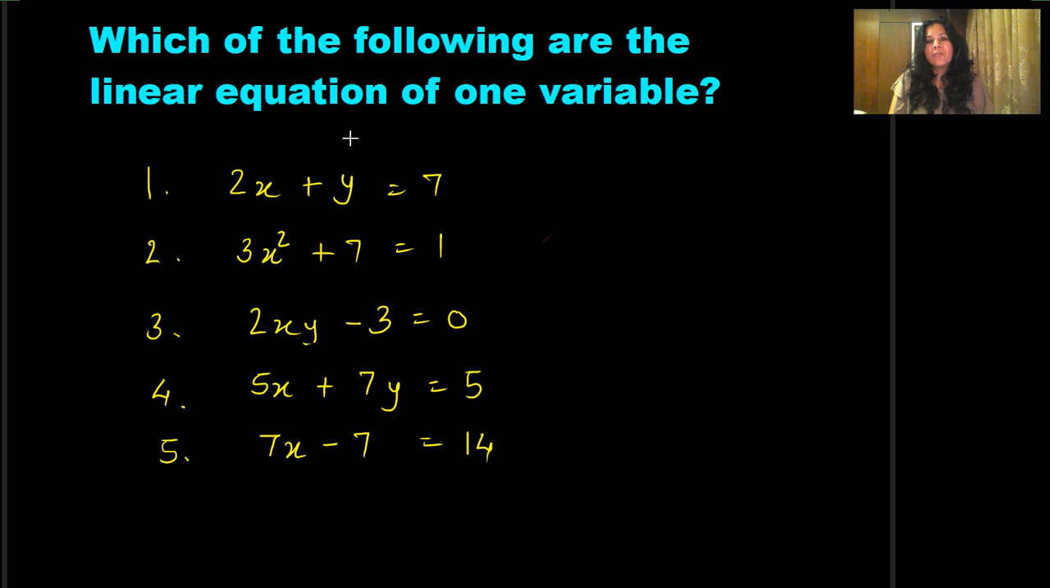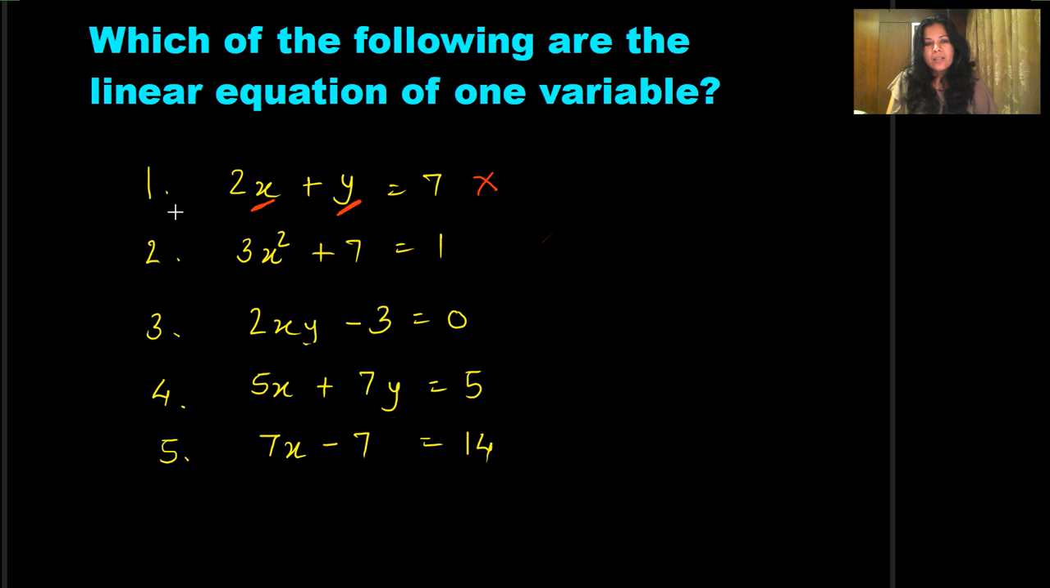So let us check the first equation here, children. How many variables can you see here? There is one x, there is one y, that means we have used two variables. So will this be a linear equation of one variable? No, absolutely not. This is a linear equation because its degree is 1, but it is of two variables. It is not of one variable. So we'll put a cross over here.